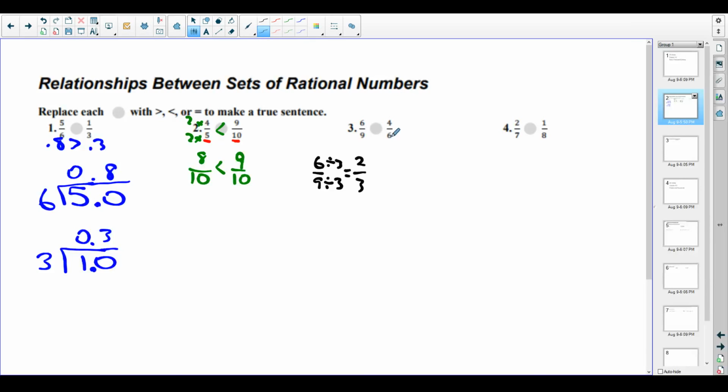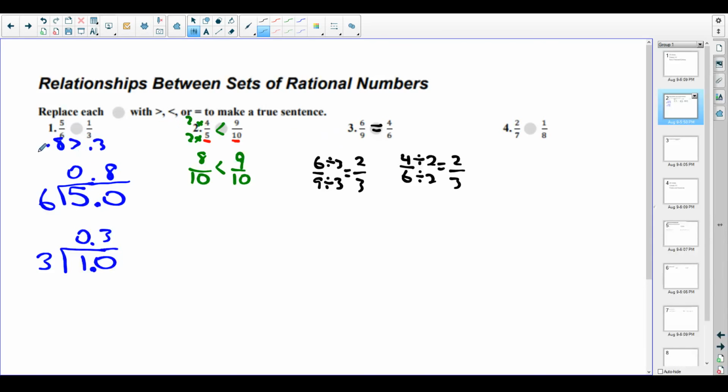And then 4/6, that's not simplified either. So we can say 4/6 divided by what? Since they're both even, we know we can divide by 2. So 4 divided by 2 is 2. 6 divided by 2 is 3. So we have, what's bigger, 2/3 or 2/3? And the answer is neither, because they are equal.